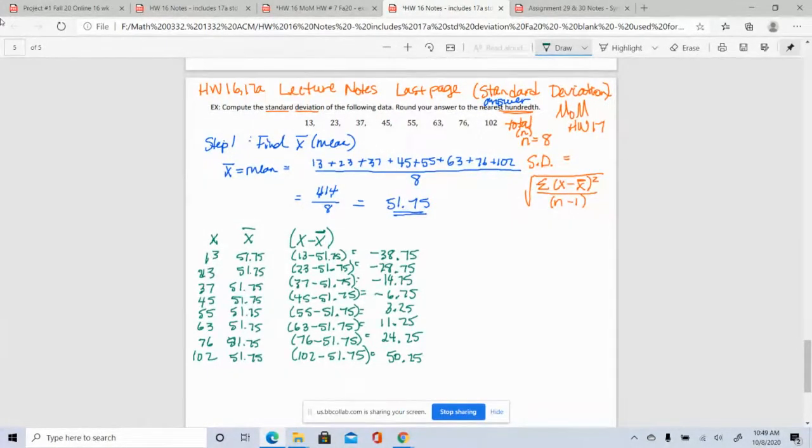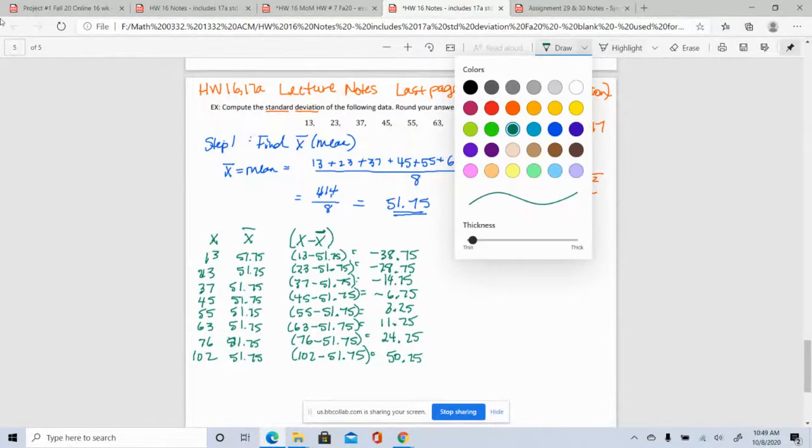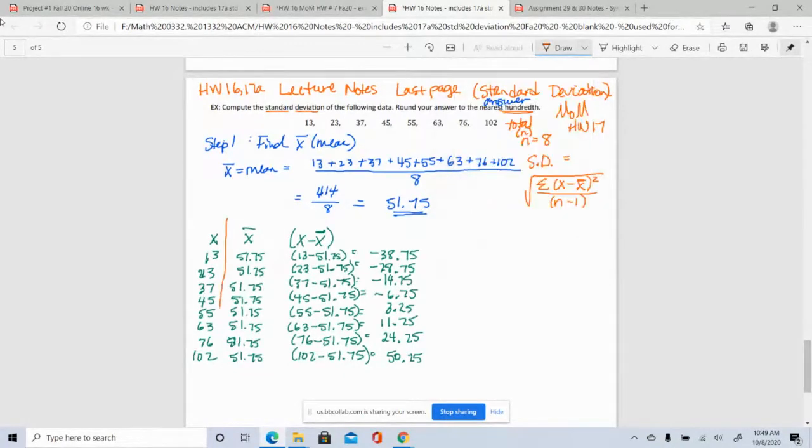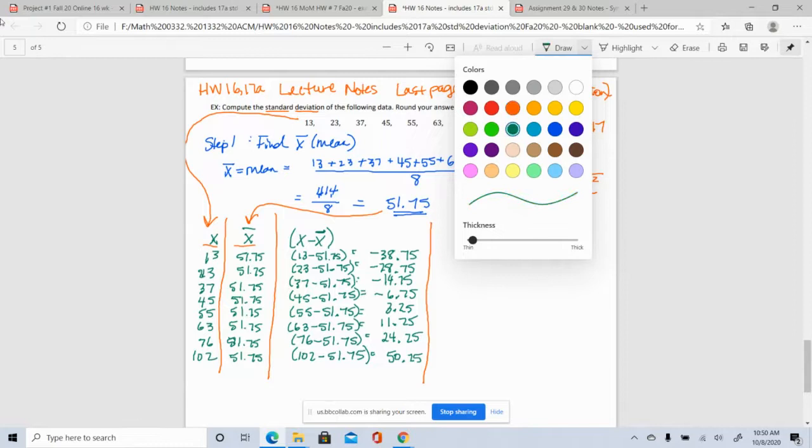Okay, so let me make some columns so you can see it a little bit better. All we did was we wrote our X values in here. And then we wrote our mean value here. And then we're just doing X minus the mean for this number. So now we're going to do that squared.